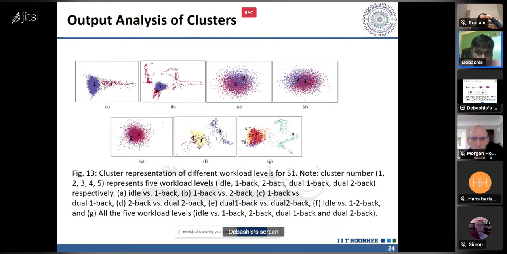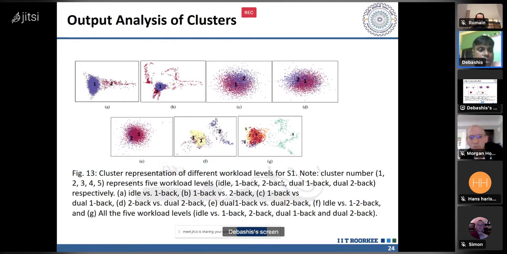And this is the cluster representation of the defined workload classes. It is a 5 level of workload. One is 1-back, one is 2-back, and one is idle. These are visual stimuli. The other two stimuli are visual as well as audio, that is dual 1-back and dual 2-back, which is more complex. So these are the 5 levels of workload.